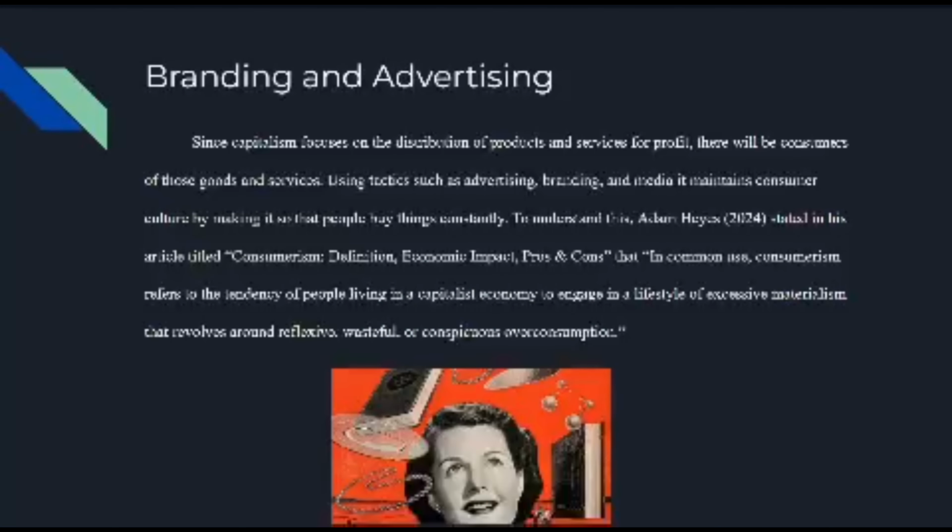Since capitalism focuses on the distribution of products and services for profit, there will be consumers of those goods and services. Using tactics such as branding, advertising, and the media, it maintains consumer culture by making it so that people buy things constantly. To understand this, Adam Hayes stated in his article titled Consumerism, Definition, Economic Impact, Pros and Cons, that in common use, consumerism refers to the tendency of people living in a capitalist economy to engage in a lifestyle of excessive materialism that revolves around reflexive, wasteful, or conspicuous overconsumption.